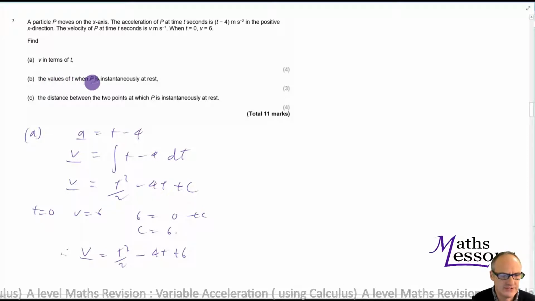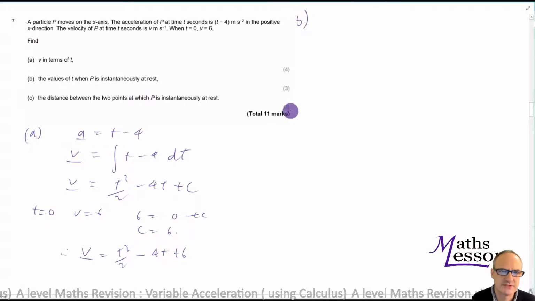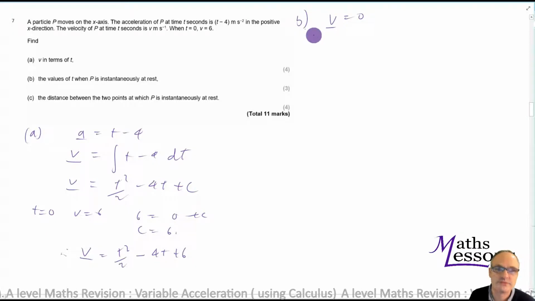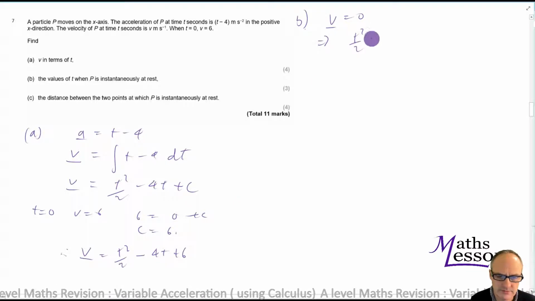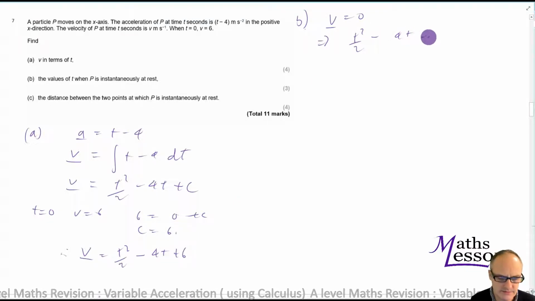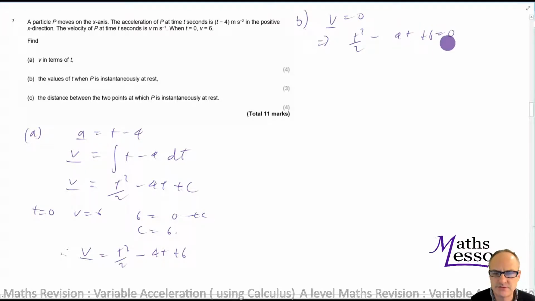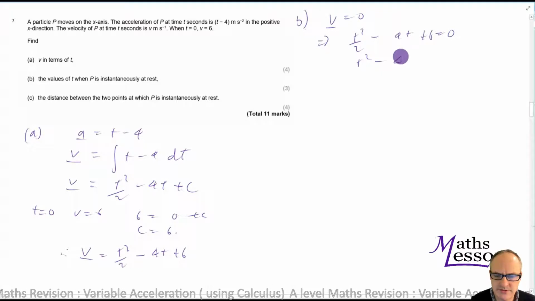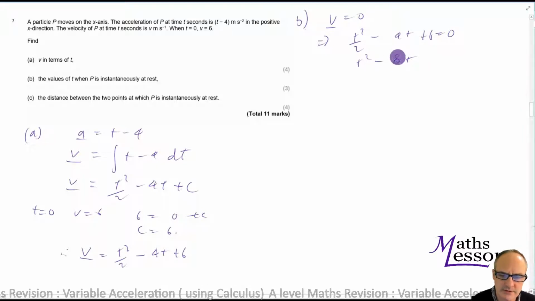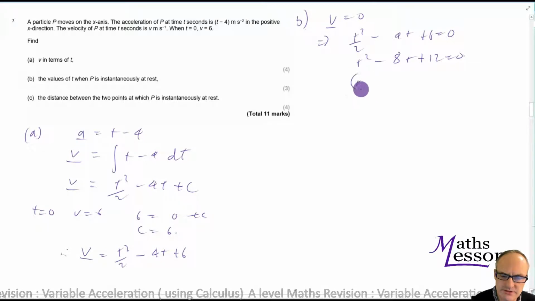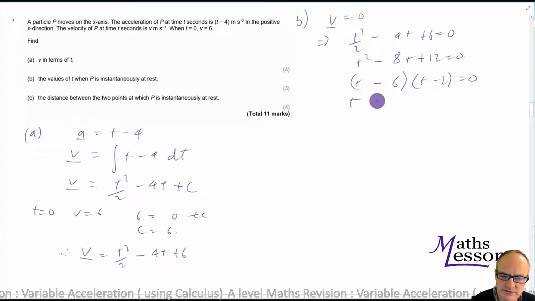Now, we want to find the values of t when P is instantaneously at rest. So therefore, that implies that v will equal 0 when it's at rest. So that also implies if we just make this all equal to 0, we get this, plus 6 equals 0. Times that by 2, we get t squared minus 8t. Let's just rub that out, make that clearer. Minus 8t plus 12 equals 0. So therefore, (t minus 6)(t minus 2) will equal 0. So therefore, t equals 2 or 6 seconds.